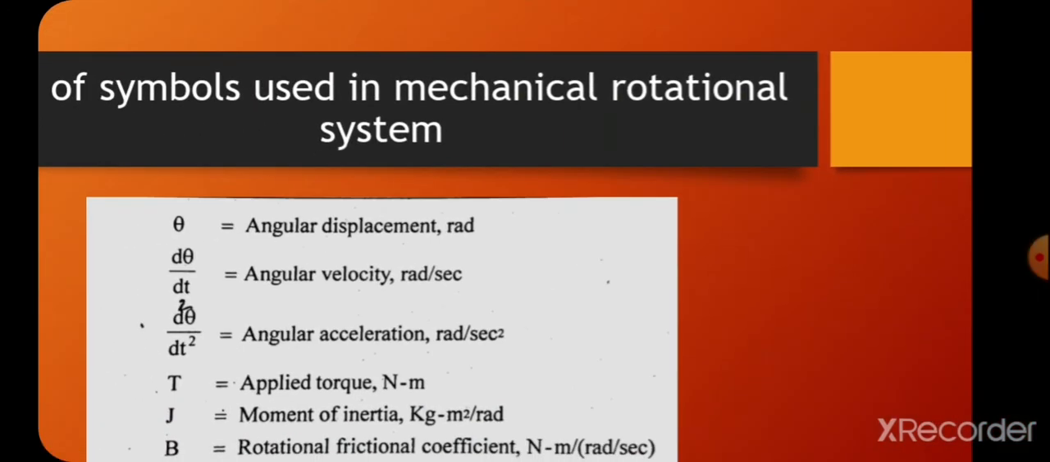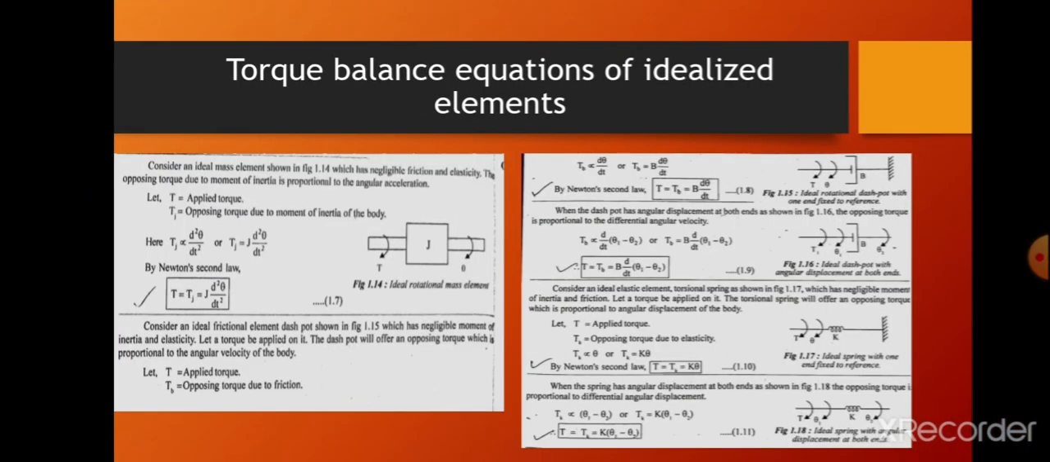Okay, so next is torque balance equations of idealized elements. What are the idealized elements? Idealized elements are moment of inertia or mass J, and dashpot with coefficient B, and next spring with stiffness constant K. Okay, so these are the idealized elements. So we are now discussing the torque balance equations of idealized elements.